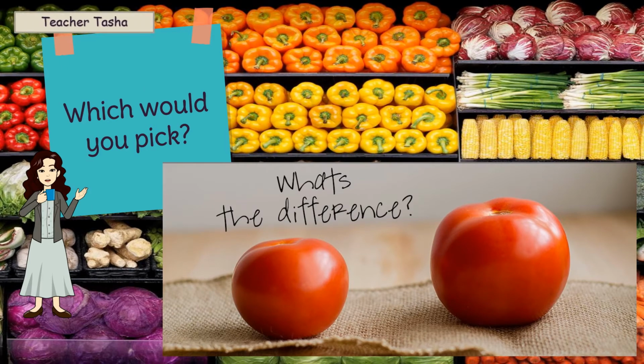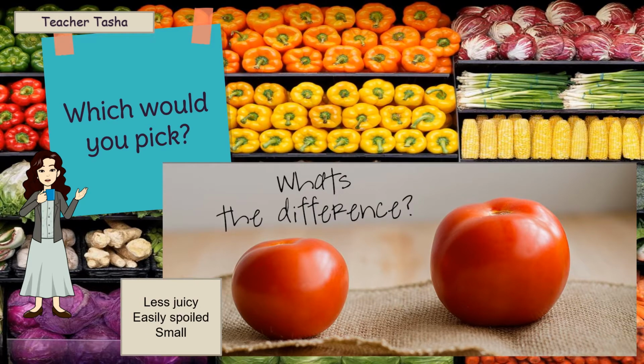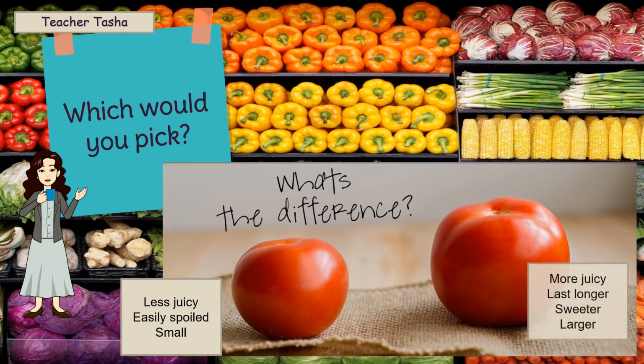Let's say you have to go to the market and get tomatoes. It's your first time going, and you want to choose the tomato. There are two kinds of tomato here. One is rather small, less juicy, and looks like it's going to get spoiled very easily. And the other generally looks more juicy, lasts longer, and is sweeter and also larger. Which would you pick generally?